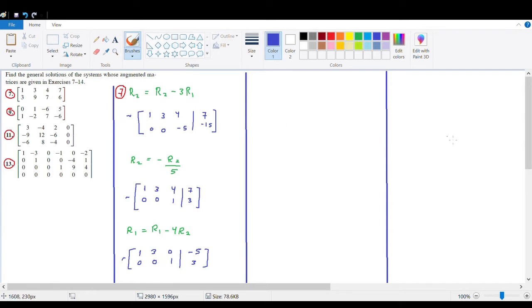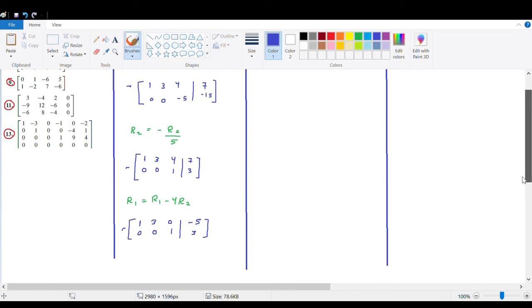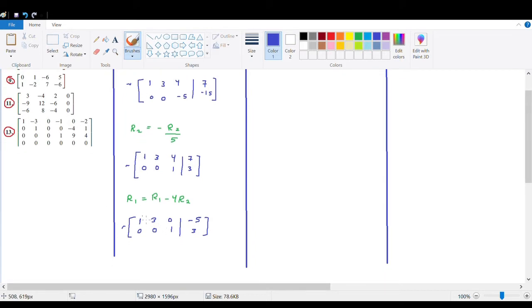We want to write the general solution. It is clear we have two pivot positions. The first one is here, the second one is here. So from here we see that x1 plus 3x2 is equal to minus 5 and x3 is equal to 3. So it is clear that x2 is a free variable. We have two basic variables, which are x1 and x3. We have one free variable, which is x2.